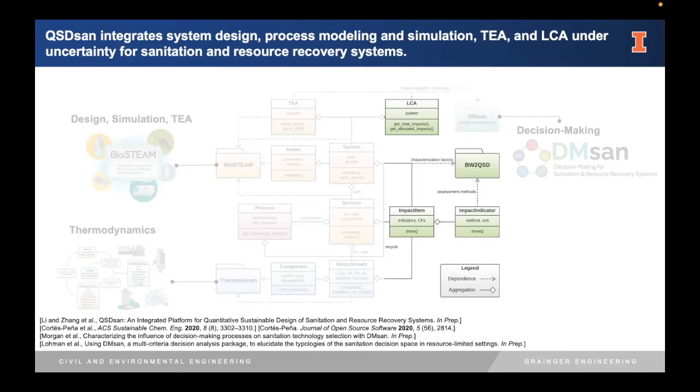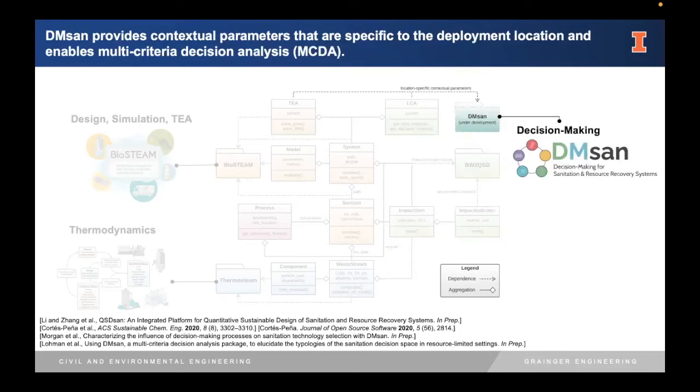we talked before that if we are thinking of simulating a system at different locations across the world, there will be a lot of contextual parameters that vary based on where this technology is deployed. To take care of that, we have DMsan, which is for the decision-making part. First, it has a database of contextual parameters particularly relevant to sanitation technologies. For example, we have a database on the price of fertilizer. We have a database on the typical residents' diet intake in a certain country.